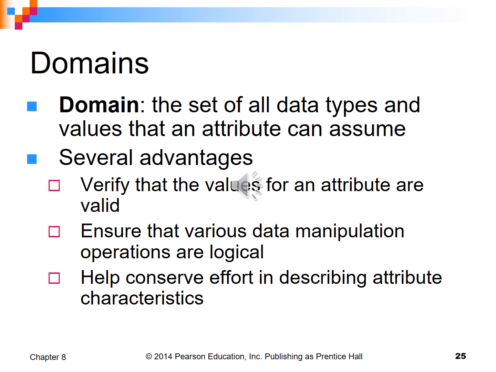Well, if we talk about domain, it is the set of all data types and values that an attribute can assume. It has many advantages. First of all, it verifies that values for an attribute are valid, like gender, either male or female. It ensures that various data manipulation operations are logical, and helps conserve effort in describing attribute characteristics.